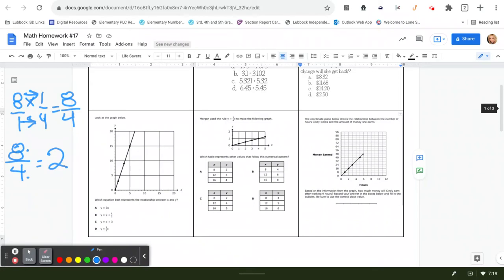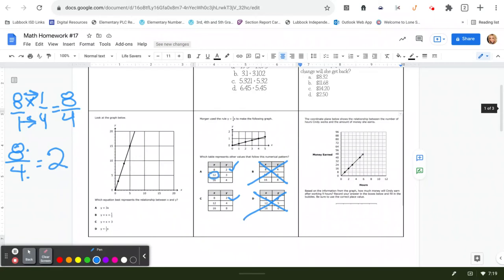Okay, so let's come back over to our answer options and see. A says it goes in as 8 and comes out as 2. That works for my rule. B says it goes in as 8 and comes out as 4. Nope. C says it goes in as 8 and comes out as 2. That works. Okay. D says it goes in as 8 and comes out as 4. No. So now we need to try 12.